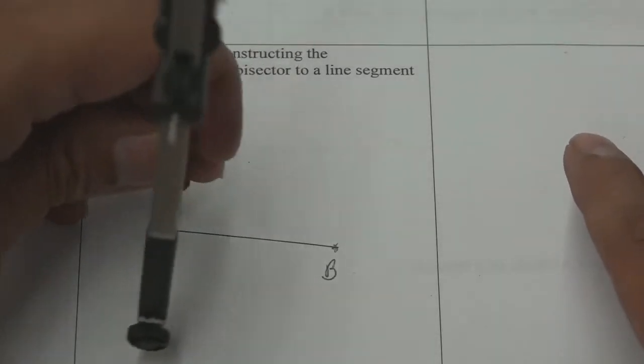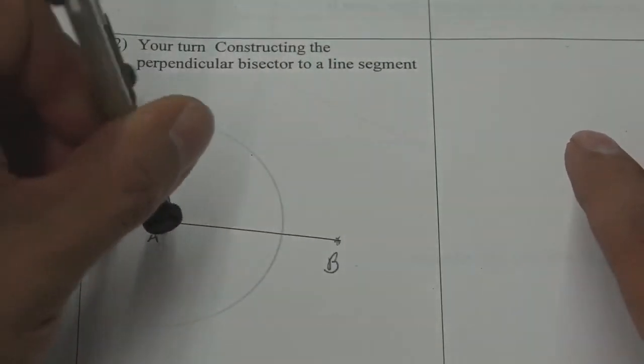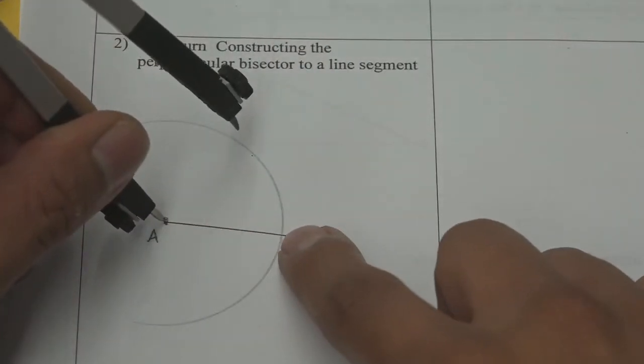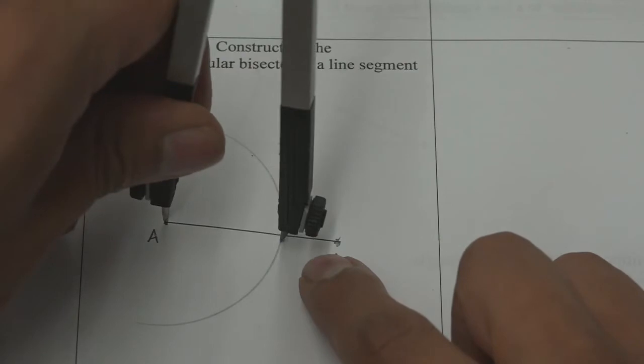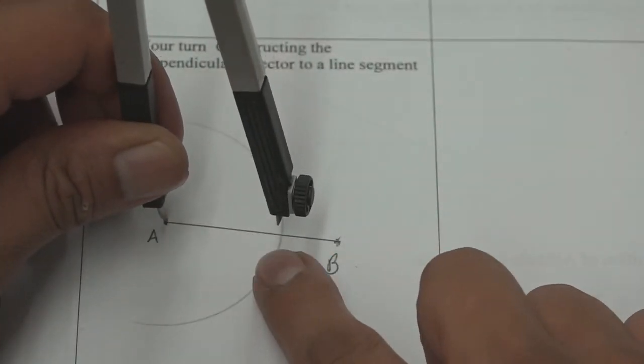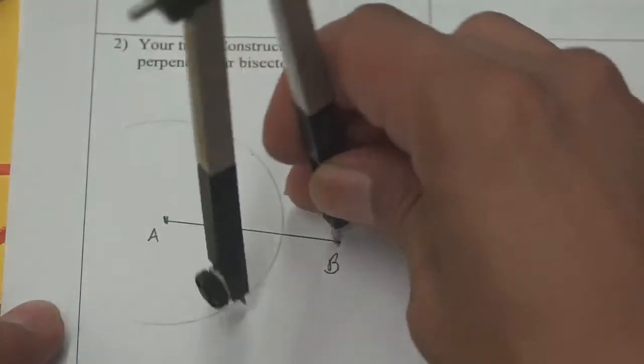So that's exactly what I'm gonna do. Look, here, and I pretend to draw a circle. So this is the radius of my circle, whatever this is. Now, guess what? With the same length, do not change the compass. With the same length, I'm gonna do the same thing to AB.